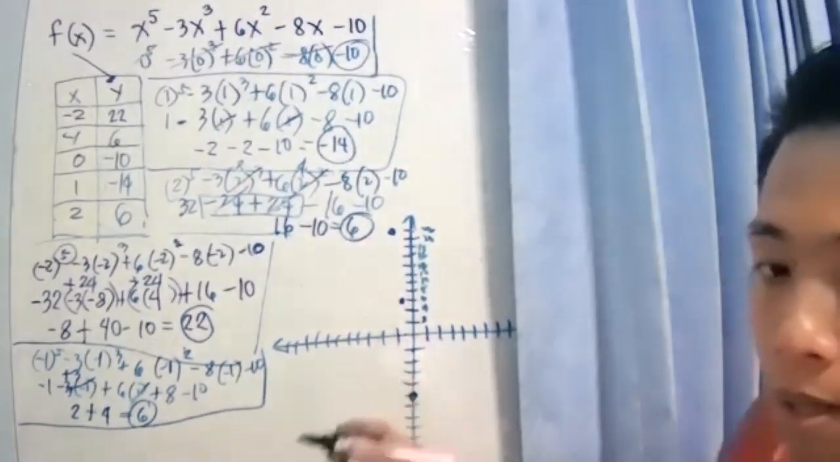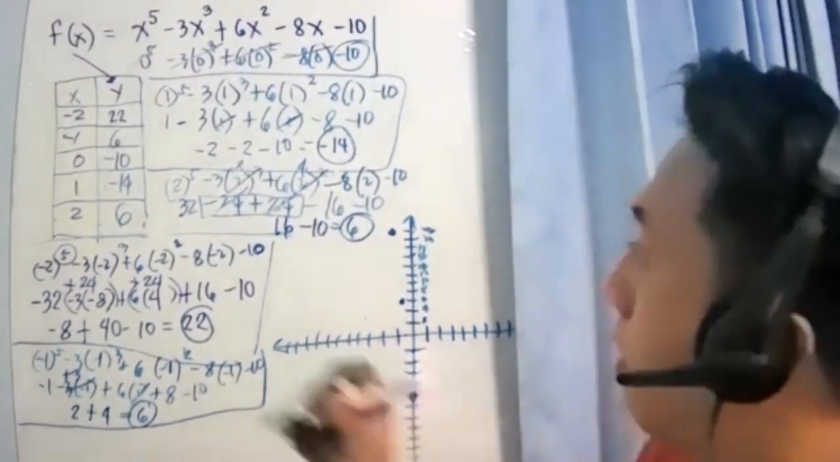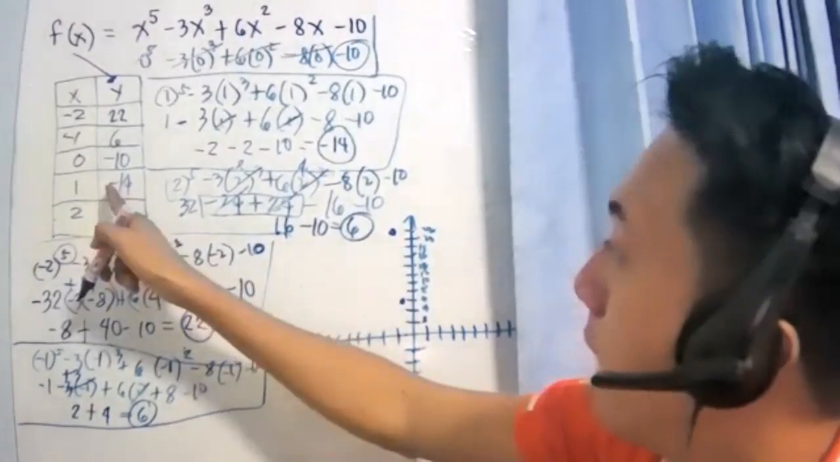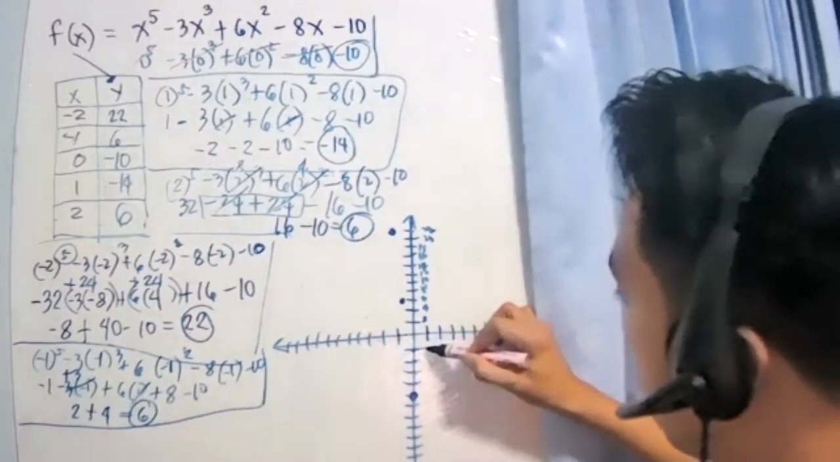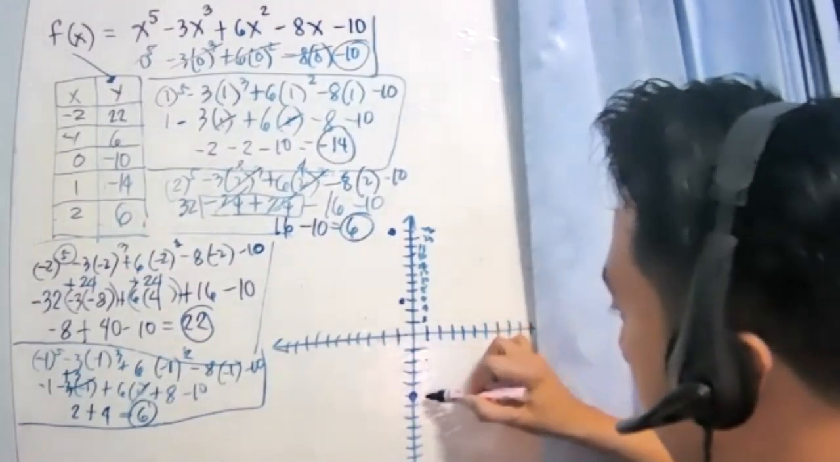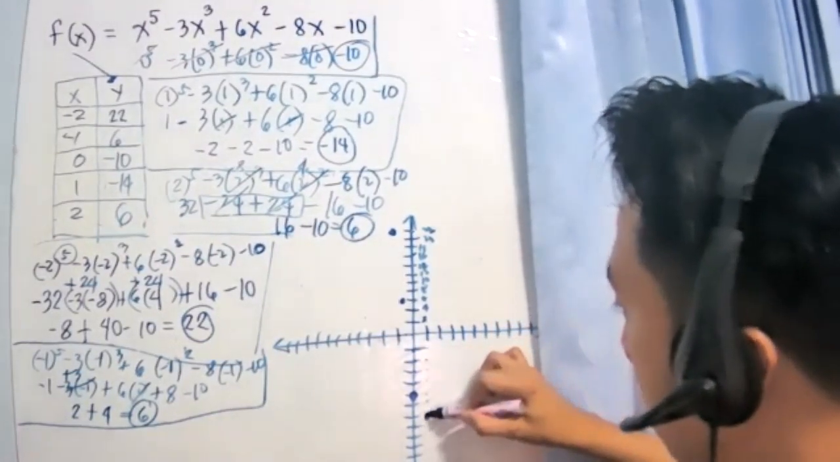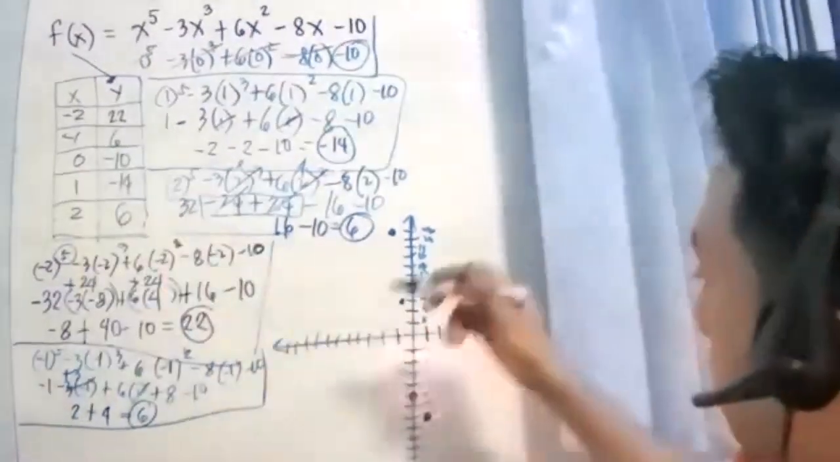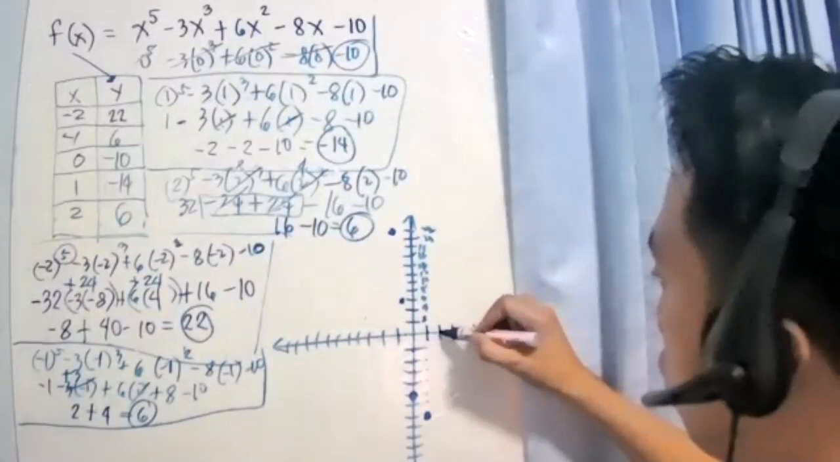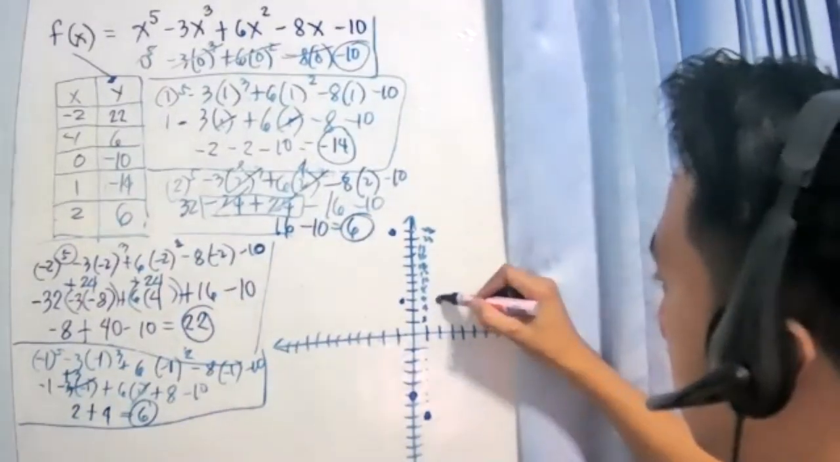Positive 1. Saan tayo? Positive 1 and negative 14. So positive 1, negative 14. So 2, 4, 6, 8, 10, 12, 14. So it's here. The last one, 2 and 6. So bigla siyang tataas. 2 and then 6.